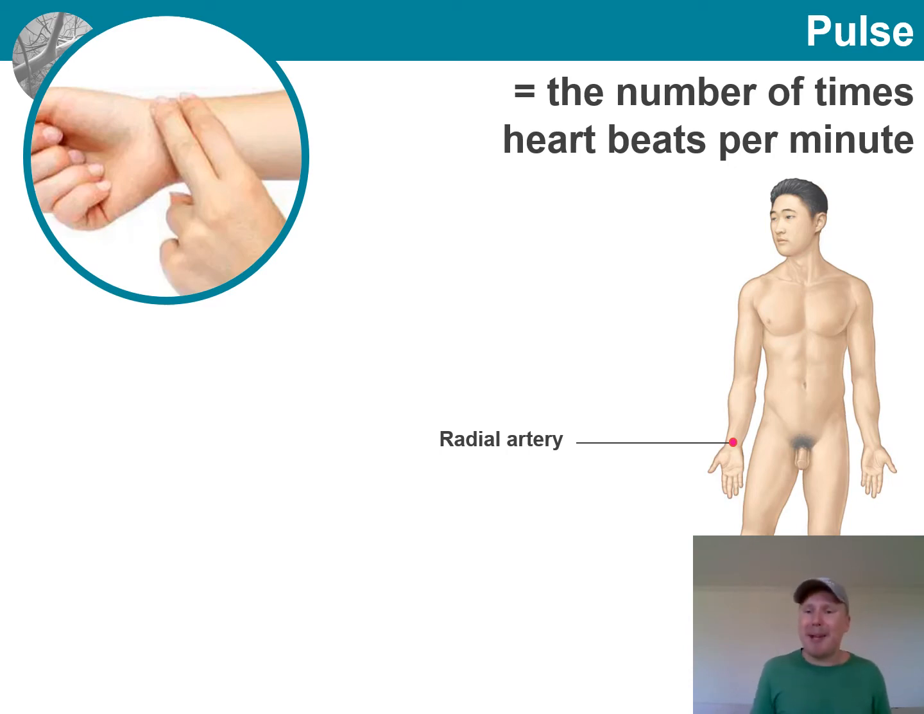So the most common place to take the pulse from is the wrist. This is our radial pulse. It is used perhaps most routinely, but by no means it's the only place where you can get a pulse from. Let's see some others.